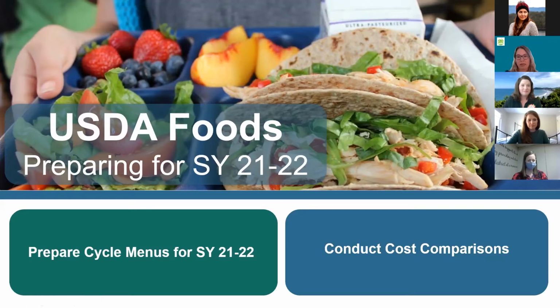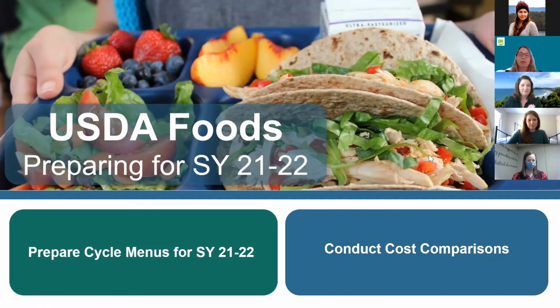It looks like the majority of folks out there have a cycle menu and are utilizing it, which is fantastic. So now's the time to take a look at those cycle menus and decide if there's any changes that you'd like to make, again, according to student preferences, trends, things like that. But also take a hard look at those menus and see what items you can utilize your entitlement for, your USDA foods. What things can you source so that you can really maximize your budget?